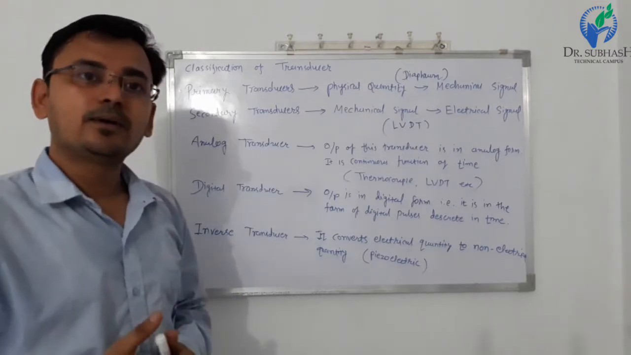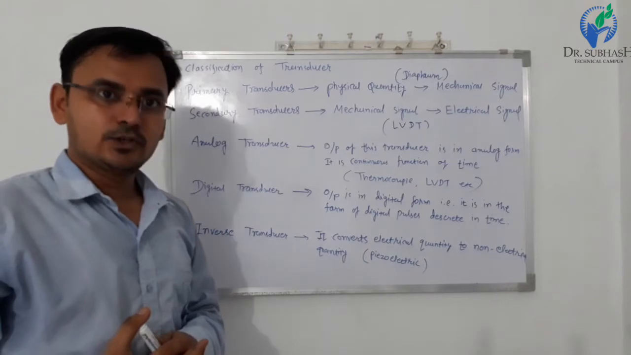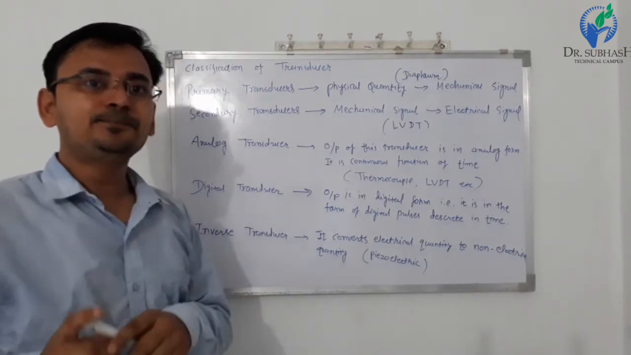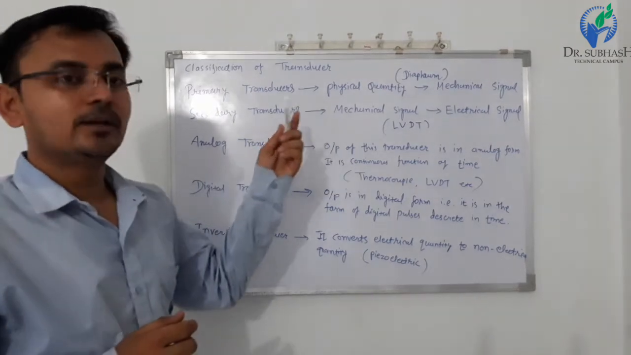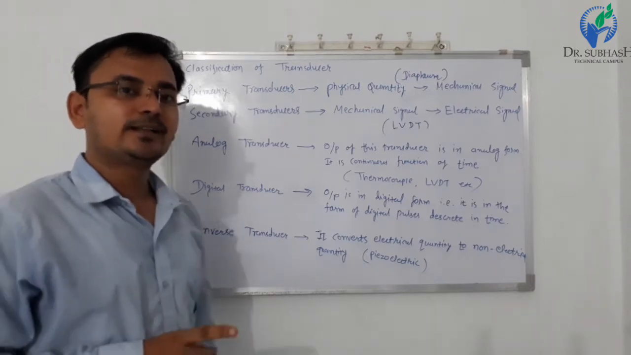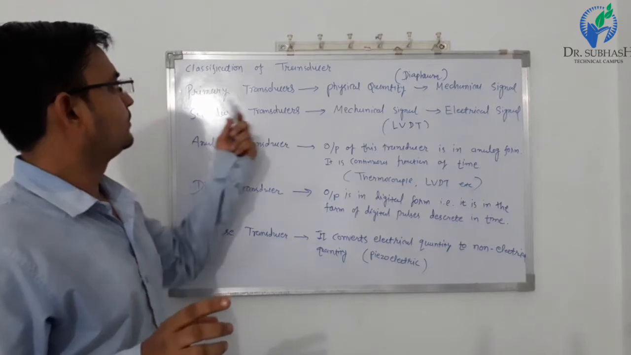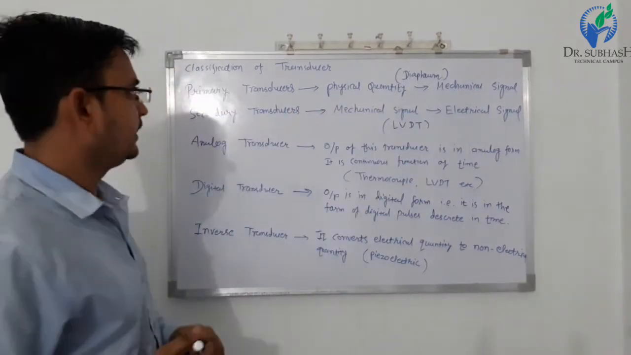Diaphragm is an example of a primary transducer, because a diaphragm is a pressure transducer. So the diaphragm will convert pressure into displacement. The input of the diaphragm will be the pressure and the output will be the displacement. And displacement is nothing but a mechanical signal. So the primary transducer works on this principle.